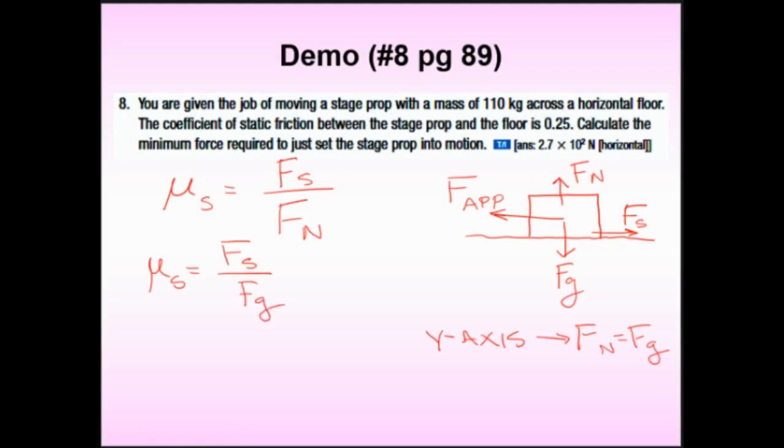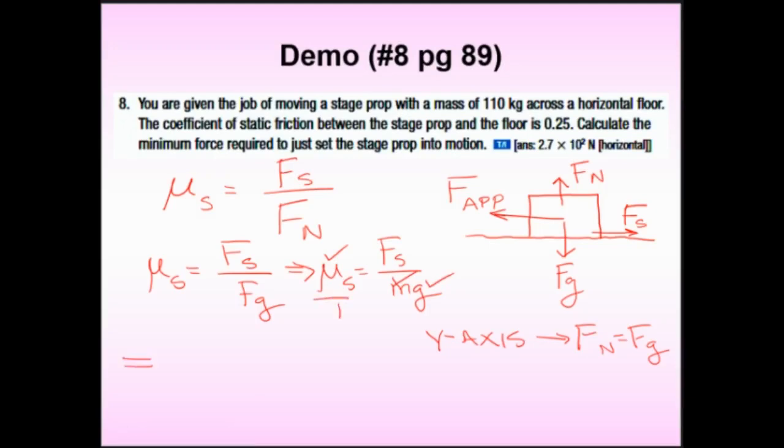Every time you see Fg, what do you always replace it with? Every time. Grade 12, first year. Mass times g. Yes, so mu_s equals Fs over mg. What numbers do I know? Do I know the mu_s, which is the coefficient of static friction? Check. Do I know the mass? Check. I always know the g. Perfect. Crisscross and multiply. Done.